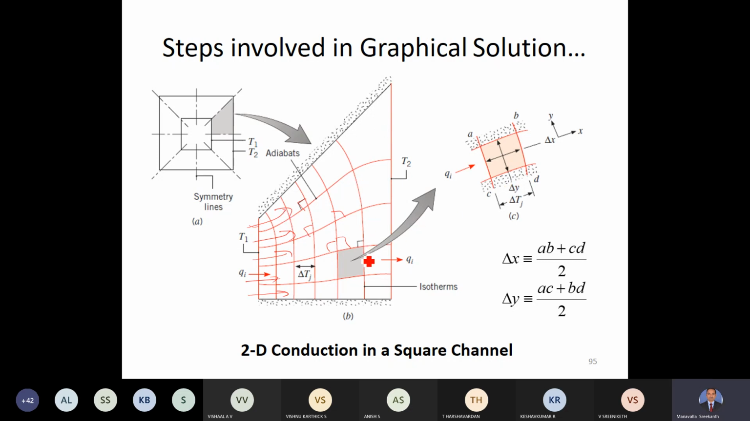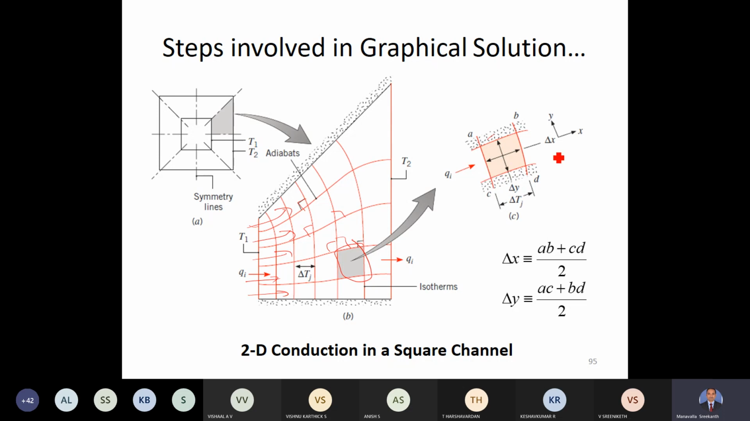In this figure, this particular square is taken and shown here. To this square, there is heat entering from the left direction and leaving in the right direction, and on the top you have one flux line and on the bottom you have another flux line. That means these flux lines are basically adiabatic lines. Therefore, there won't be any heat transfer on either side, so you see this represented as adiabatic.